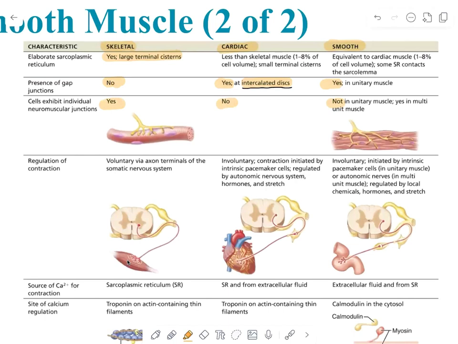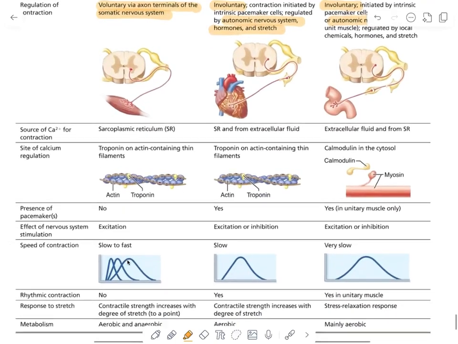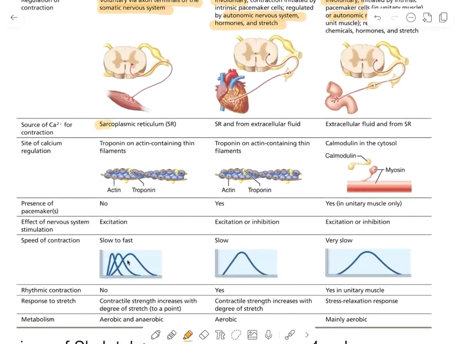As far as the regulation of contraction, it's voluntary in skeletal muscle via the somatic nervous system, but involuntary in both cardiac and smooth. In cardiac muscle, it's controlled by the autonomic nervous system, hormones, and stretch, and autonomic nerves also control smooth muscle. The source of calcium is the sarcoplasmic reticulum in skeletal muscle, but in cardiac and smooth, it's from the extracellular fluid in addition to the sarcoplasmic reticulum.